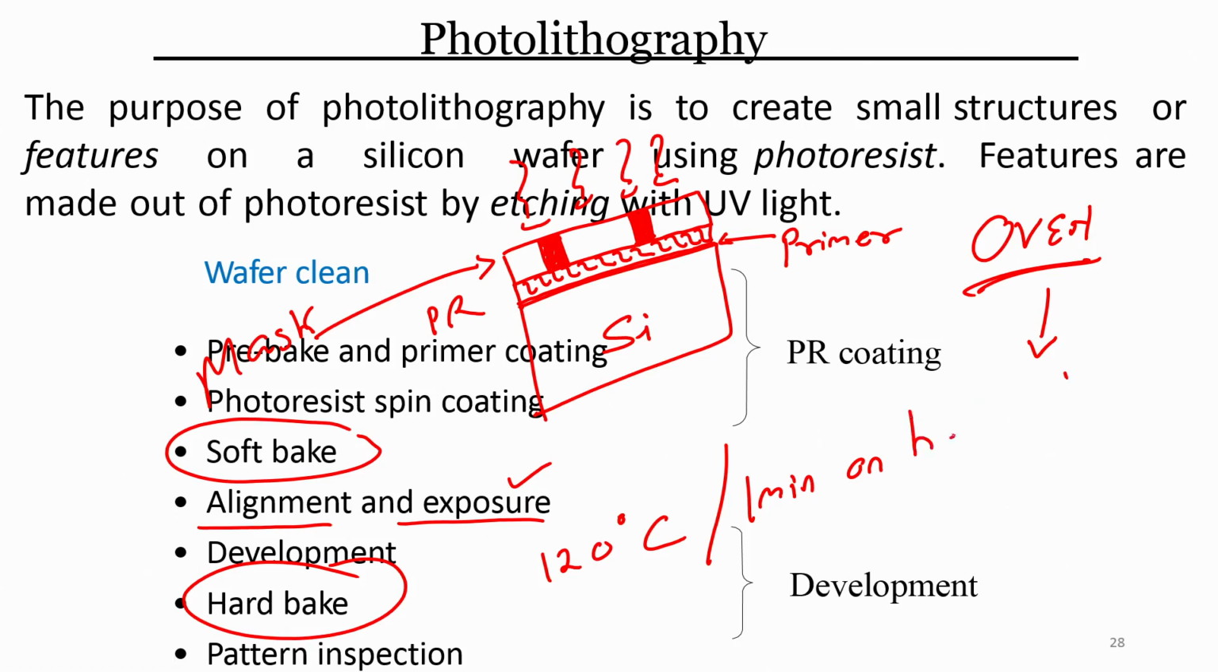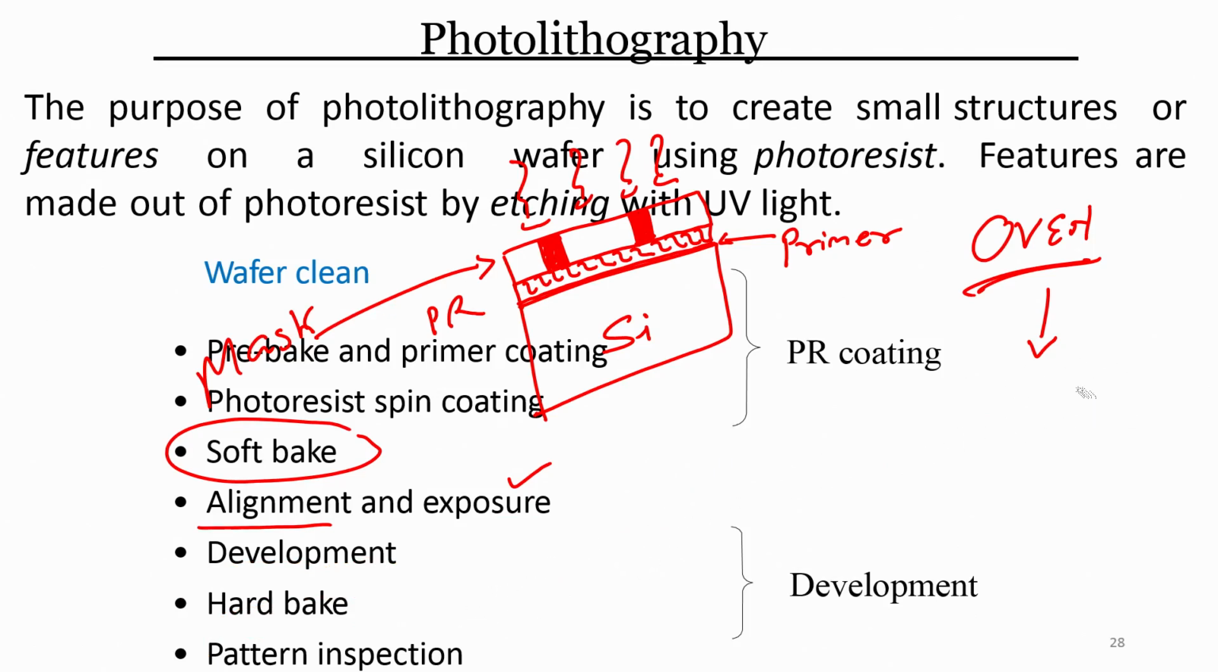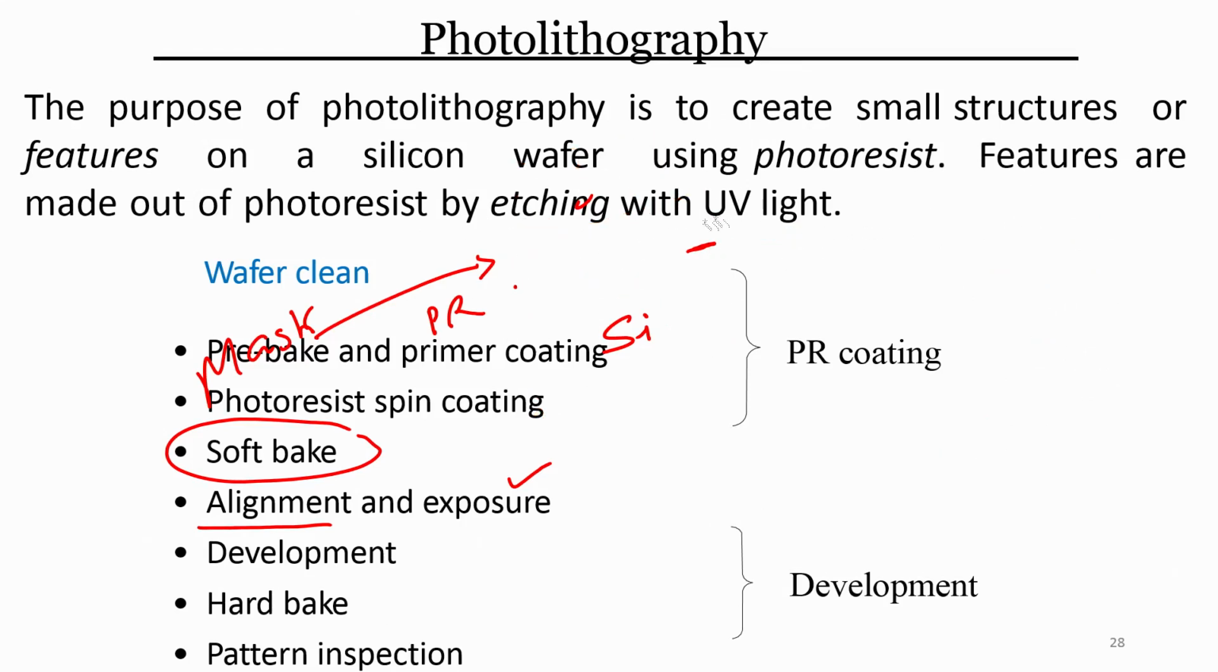Let us write it down, on hot plate. After performing hard bake, you can inspect the pattern. After performing hard bake, the next step is inspecting the pattern. So, we will take an example to see what we have discussed right now, so that we understand clearly how photoresist or how photolithography can be used.